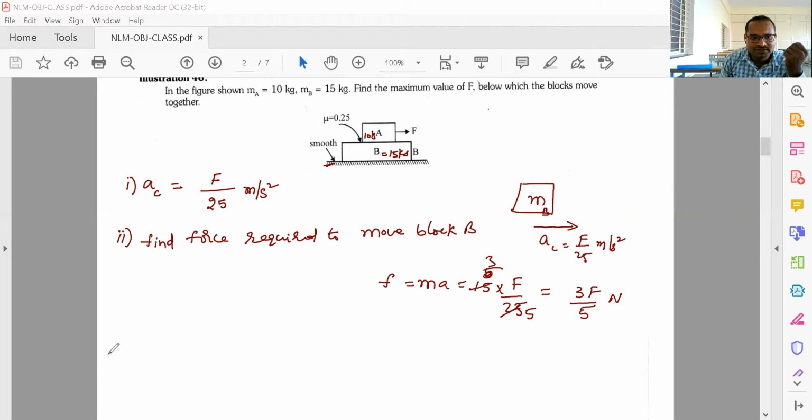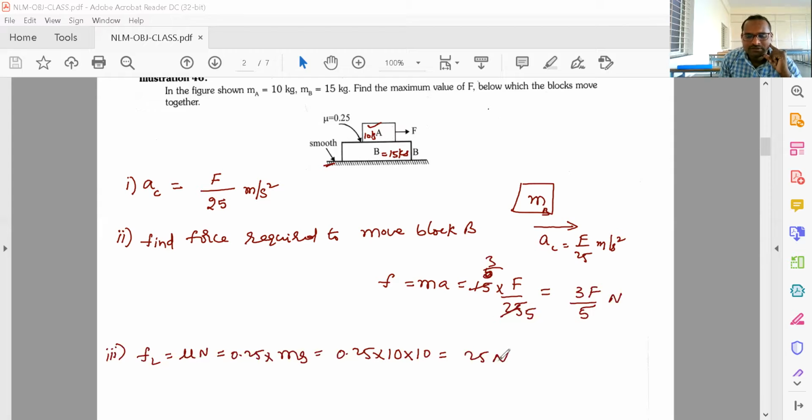Who will supply this force to pull block B? A frictional force, yes. Find the actual frictional force. Actual frictional force is nothing but mu into normal reaction. Mu value is given to be 0.25, and normal reaction is mg, due to block A. So 0.25 into the 10 kg block into g value 10. So it is 25 Newton. Clear?